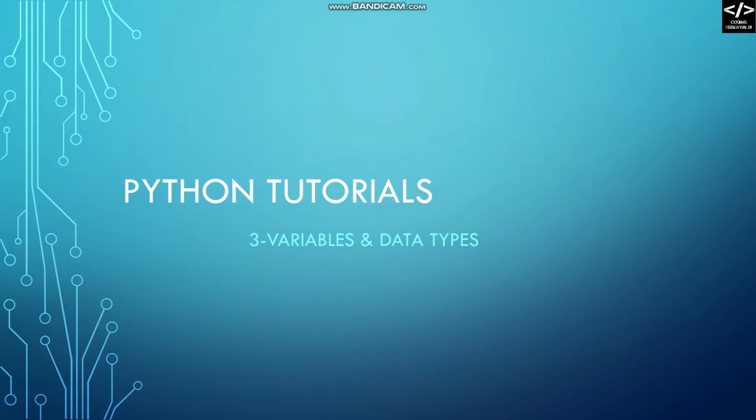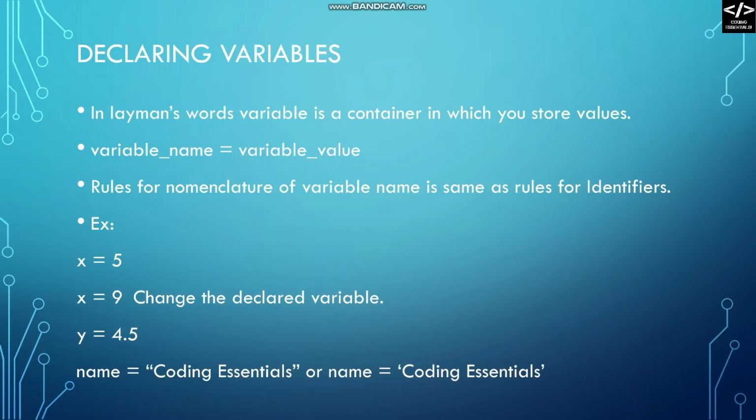Today's topic is variables and an overview of data types. So let's start with variables first. What does variable mean? In layman's words, a variable is a container in which you store data. And how to declare a variable? The general syntax of declaring a variable in Python is variable name equals variable value. The rules for naming a variable are the same as the rules for identifiers. I have already mentioned the rules of identifiers in my previous video. If you haven't seen that video, please check that video first.